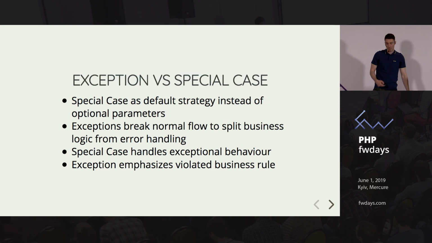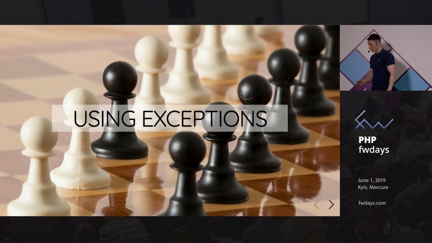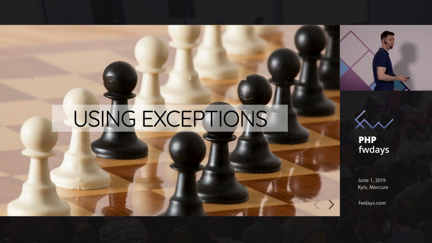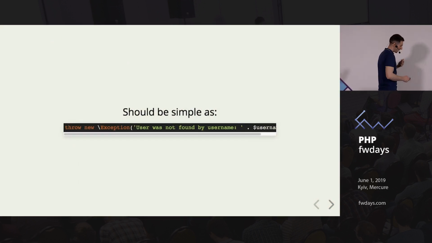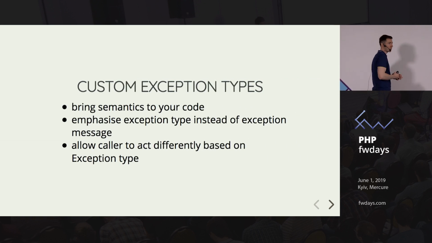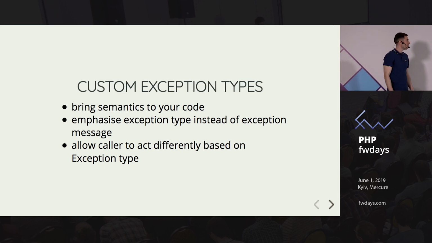So let's talk about exceptions in the next part of this talk. So how do we use exceptions? It should be simple, right? Just throw a predefined exception and you're done with it, right? Well, of course not. First thing you do is that you create a custom exception type. So for the same reason you create custom entities such as user, to-do, order, customer, whatever, instead of using, I don't know, plain arrays or standard class in PHP, you create custom exception types to bring semantics to your code, to emphasize type instead of exception message.